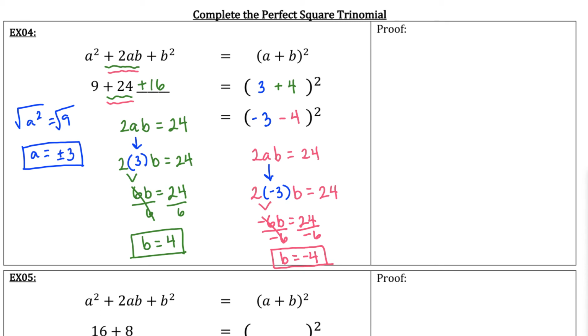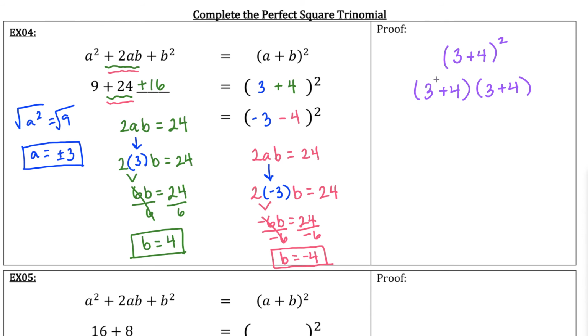Now let's offer some proof that these are the same. Let's do this in purple. I'm going to write 3 plus 4 squared, which should give me 9 plus 24 plus 16. I'm just going to show it here instead, because I don't think there's enough room horizontally. So 3 plus 4 squared is 3 plus 4 times 3 plus 4. I'm going to prove that this is the same as these.